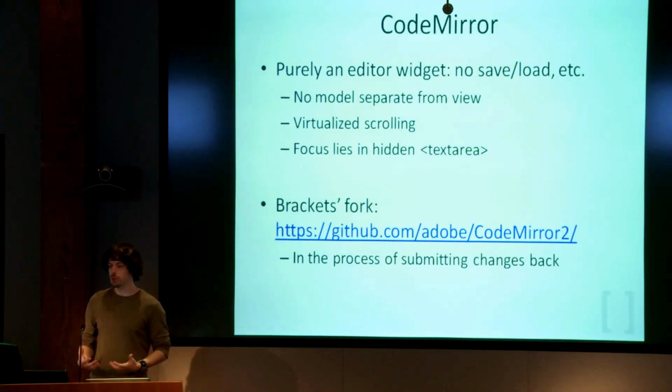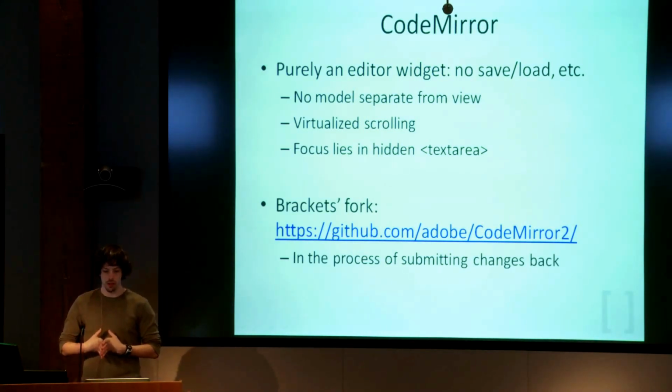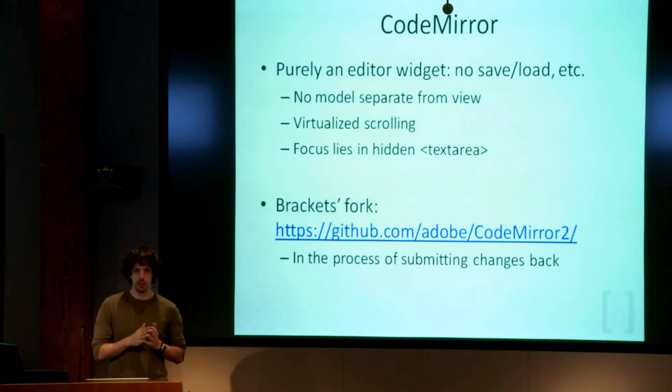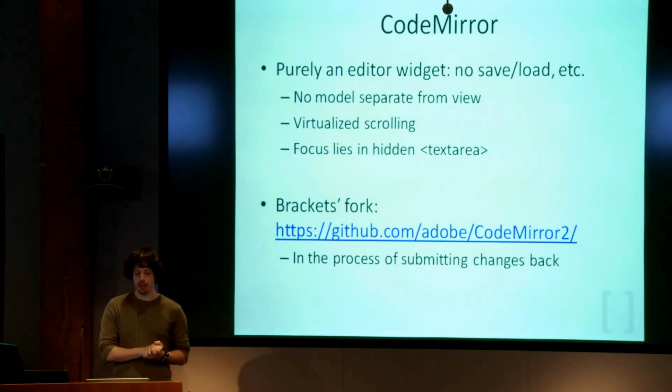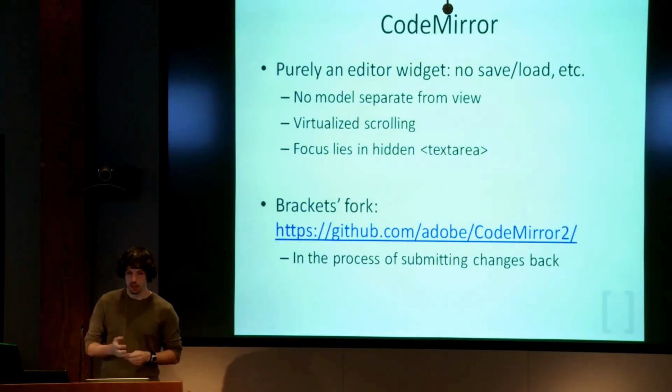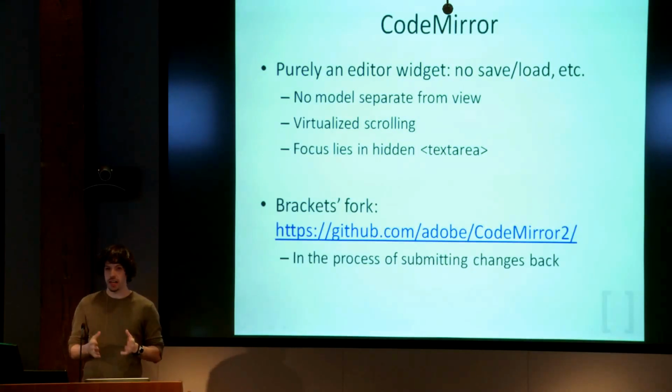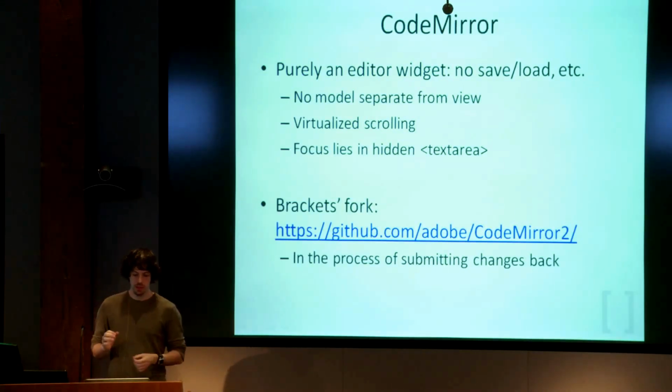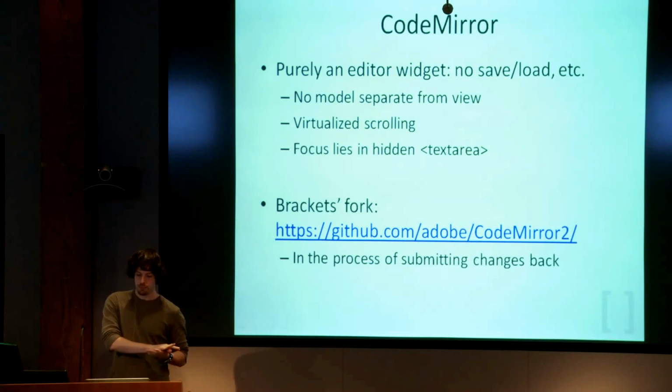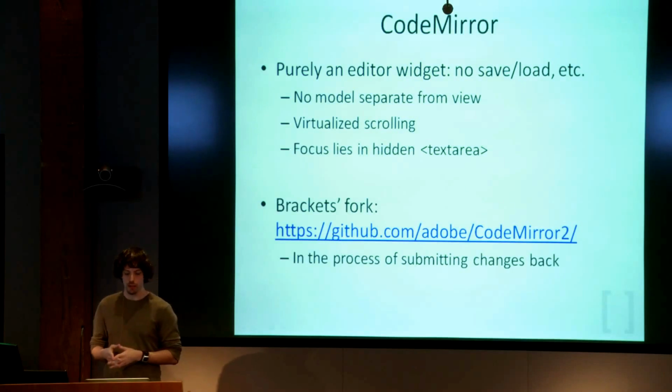CodeMirror is another really core piece of the technology that we use in Brackets. CodeMirror is an existing open source project that was not made by the Brackets team. It is essentially a lightweight, streamlined editor widget built in JavaScript, runs in the browser, etc. It's not a full-fledged editor tool, so it doesn't provide things like save and load. It's really just the editor widget. It has syntax highlighting, it has basic keyboard gestures, but that's really it. It's designed to be lightweight and compact.